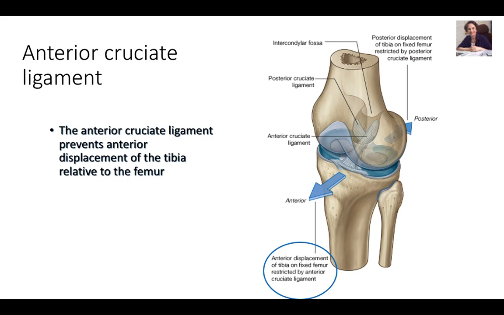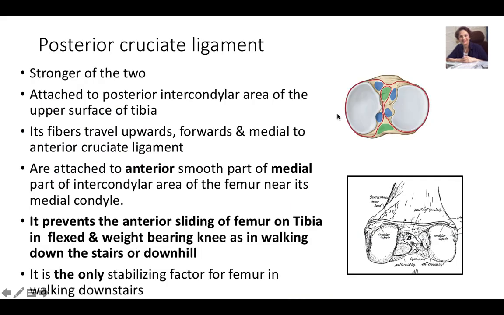Now this is the anterior cruciate ligament. In this diagram you can see that they are crossing each other like an X, but here you can see the direction that the anterior cruciate is going upwards and backwards, while the posterior cruciate is going upwards and forwards and to the opposite condyle, that is anterior is going to the lateral condyle, posterior is going to the medial condyle.